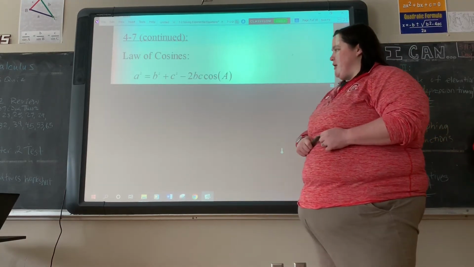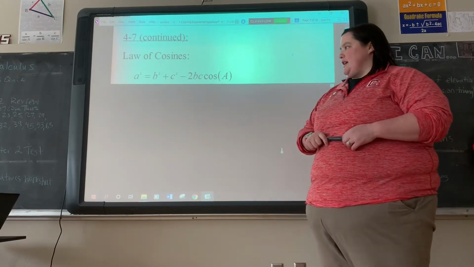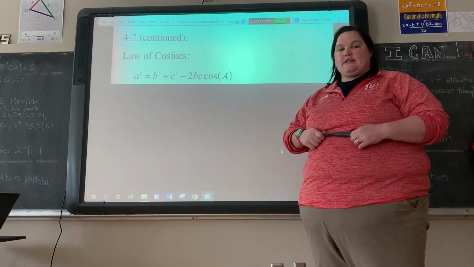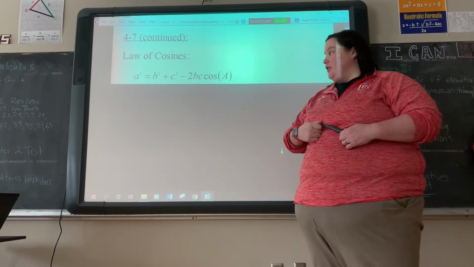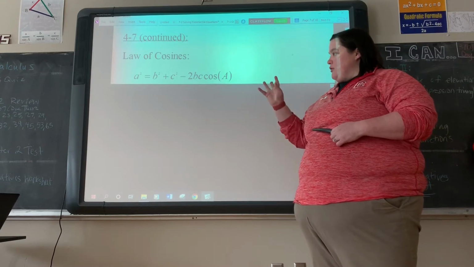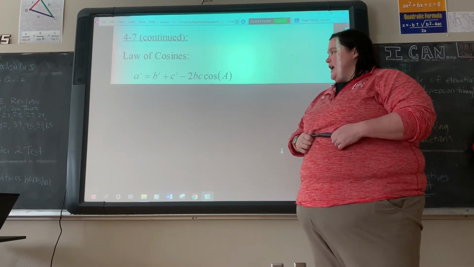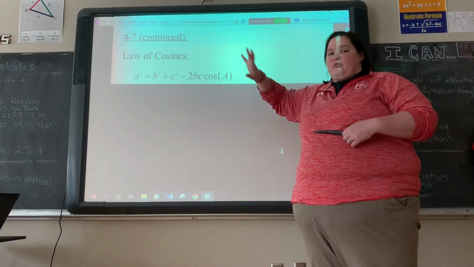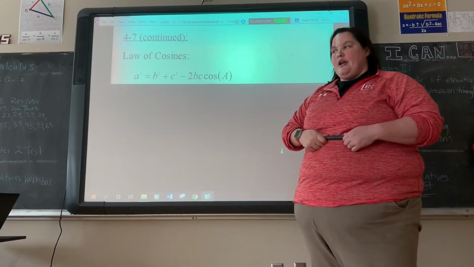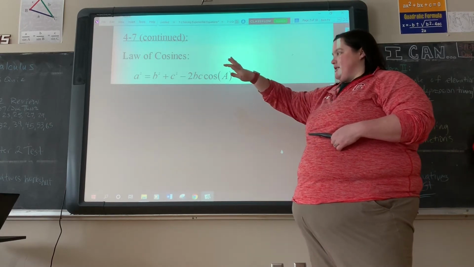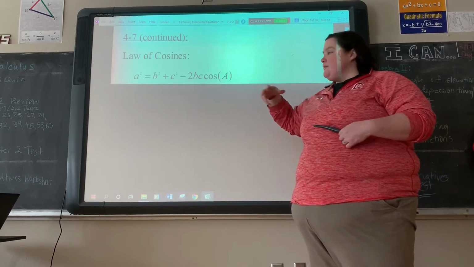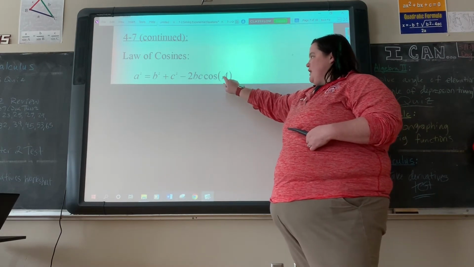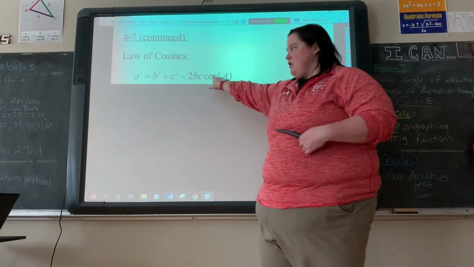So I'm going to show you one at a time. This one is set up to find side A. Again, lowercase letters are still sides, uppercase letters are angles. The way this is set up to use right away is if you happen to know side B, side C, and angle A, this is ready for you to plug in. Every once in a while you'll have all three sides and you're missing an angle. So sometimes the angle is what's left blank, but a lot of times if you're going to use this, you're either looking for angle A or side A.